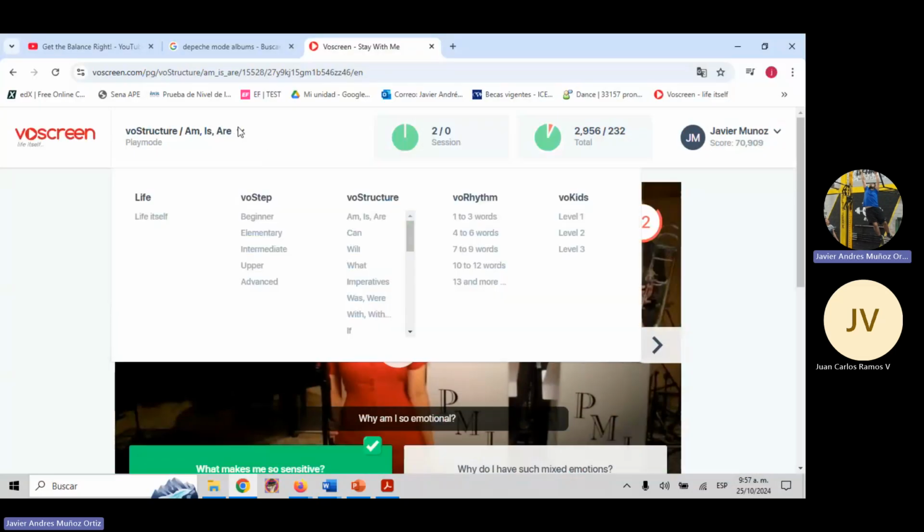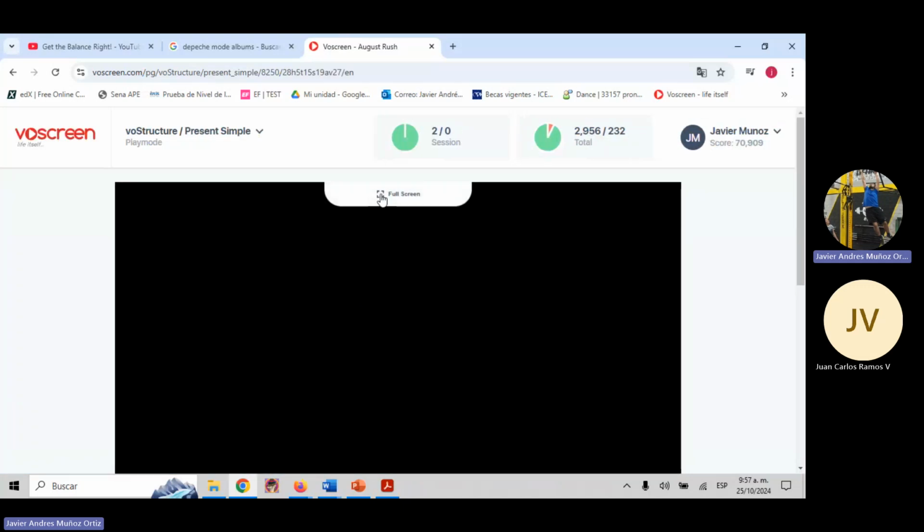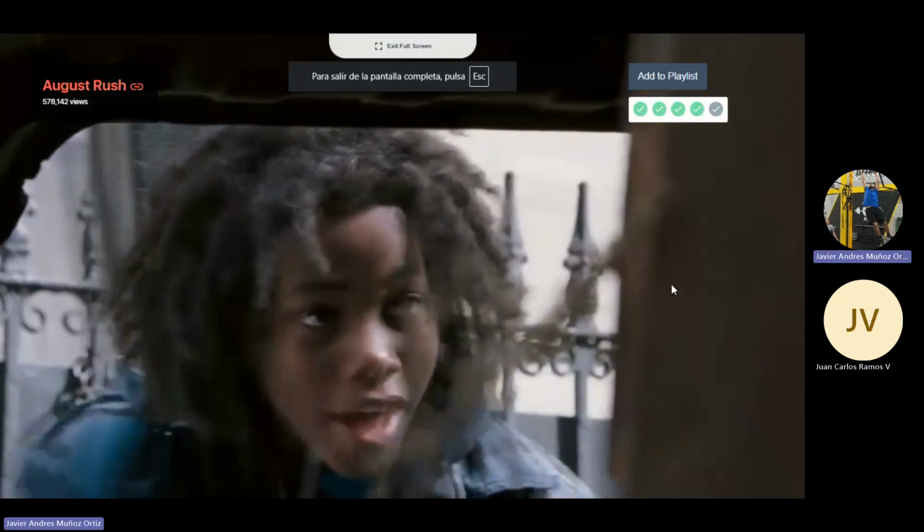Also, if we want to change the category, because verb to be is something we already master, for example, we can try something else. For example, we can try with simple present tense, side B of the coin.